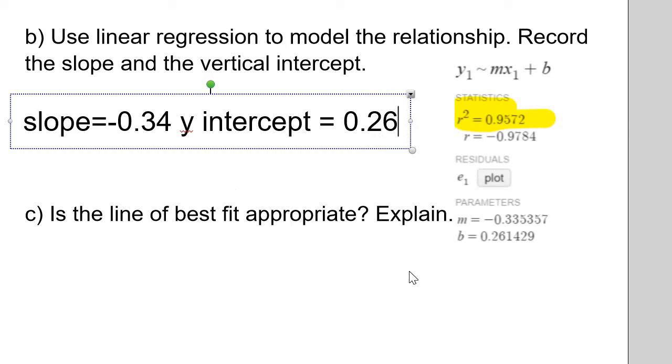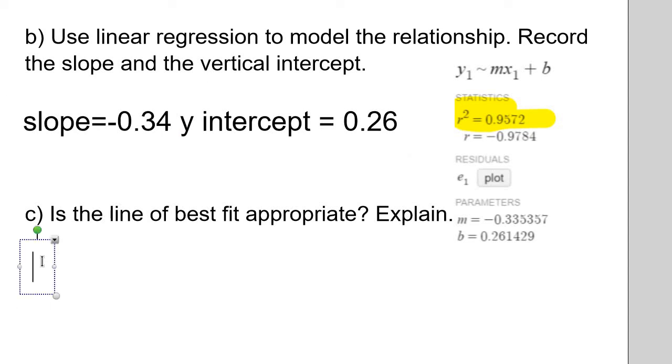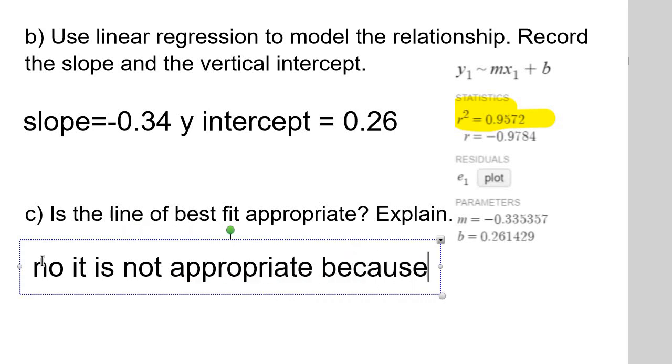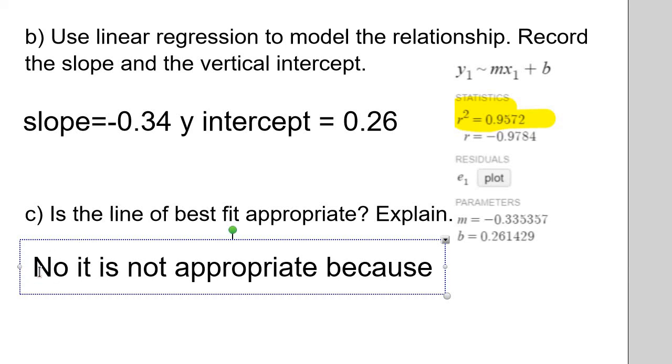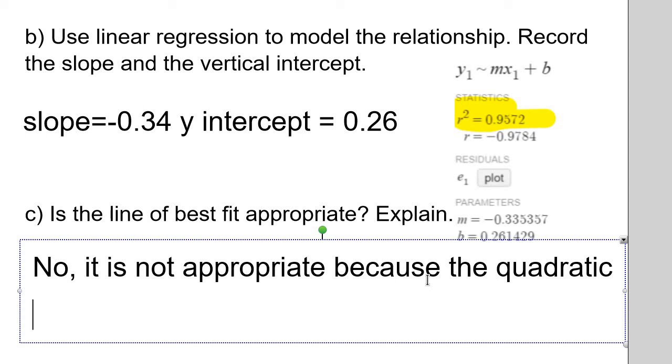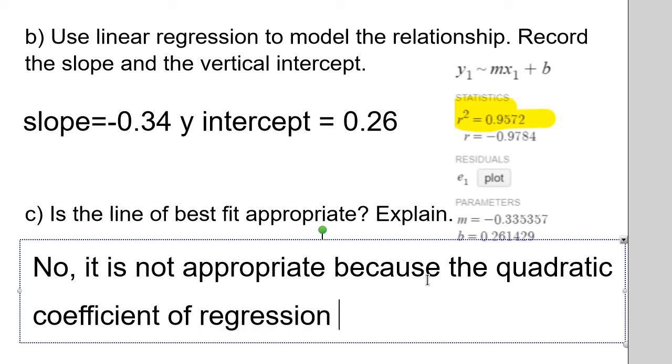Now, is the line of best fit appropriate? Explain. So I would say no. No, it is not appropriate, because the quadratic coefficient of regression is closer to 1.